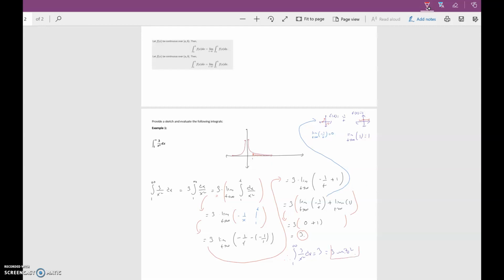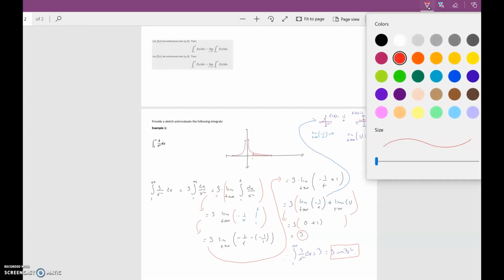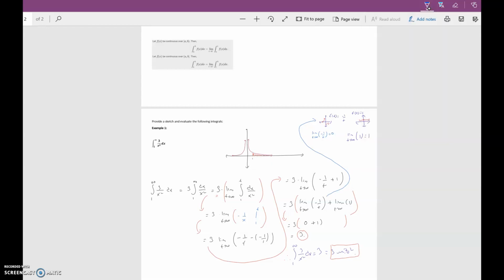In this case, we're basically evaluating the total area as the function goes to the right. And since the integral converges, we're able to get that value. So the total area from 1 towards positive infinity ends up being a total of 3, or 3 units squared.